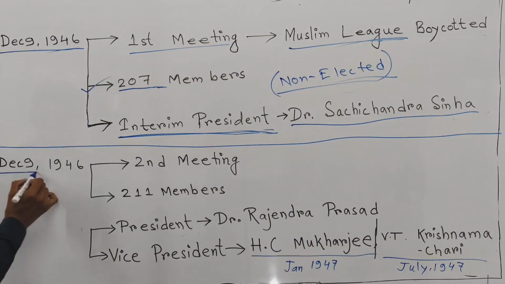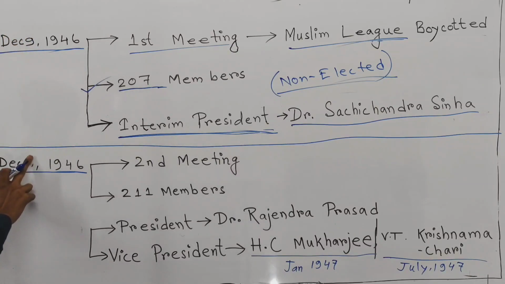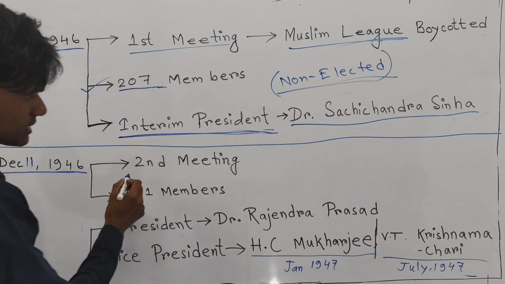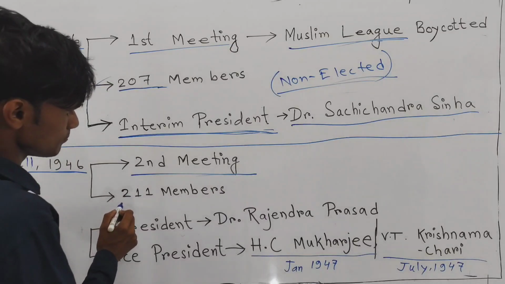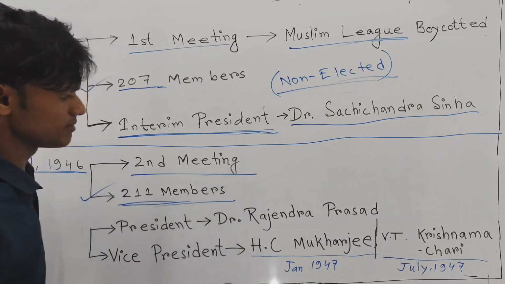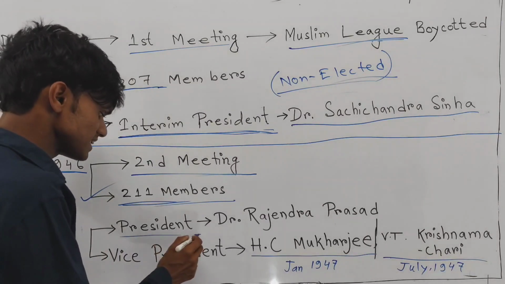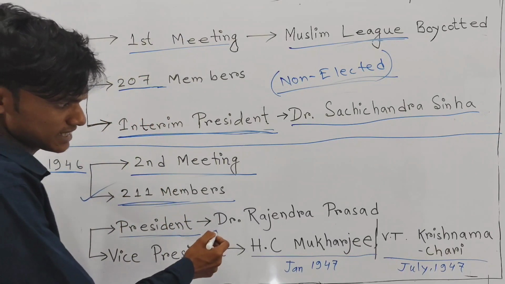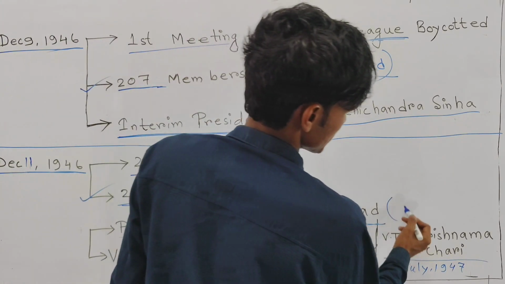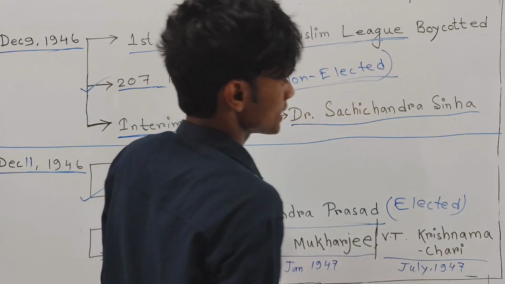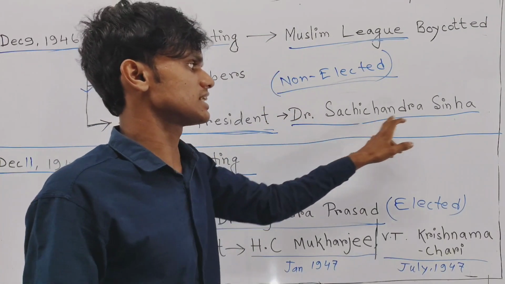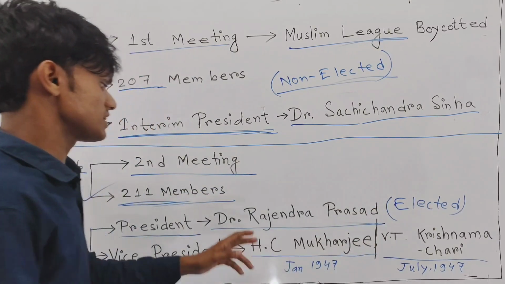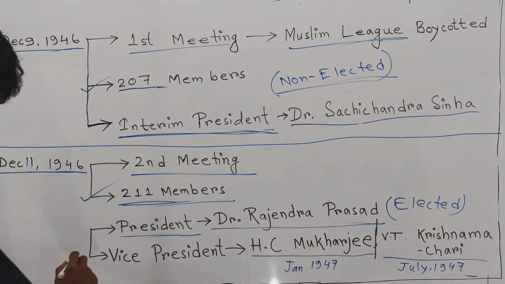The first meeting was on December 9, and the second meeting was on December 11, after 2 days. In the second meeting in 1946, the members present were 211 in total, and the president in this meeting was Dr. Rajendra Prasad. Dr. Rajendra Prasad was the elected president. So the non-elected president was first Dr. Sachchidananda Sinha, and the elected president was Dr. Rajendra Prasad.